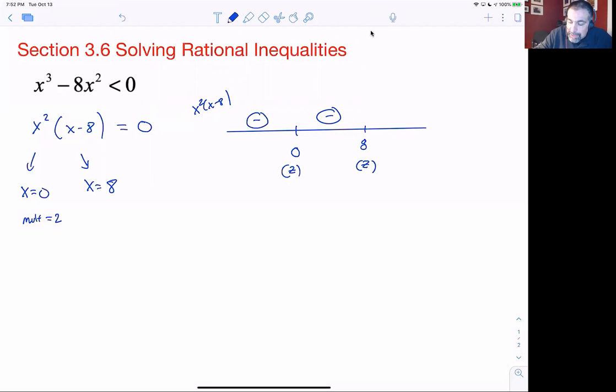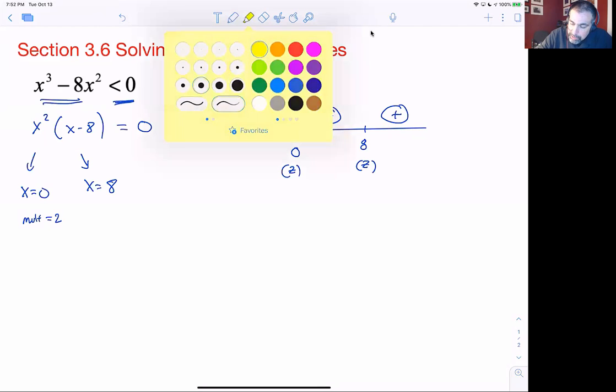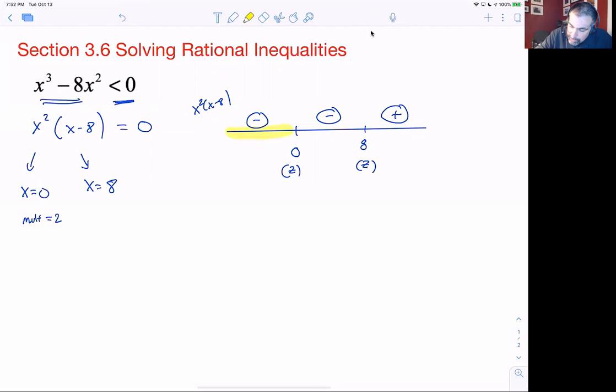Not a big deal at 0. So now we go to 8 and we plug in a value greater than 8, any value over here. When we plug that in here, we're going to end up with a positive. So our question is, where is this expression less than 0? We are looking for the negative answers. So we are talking about everywhere in this interval and then everywhere in this interval.